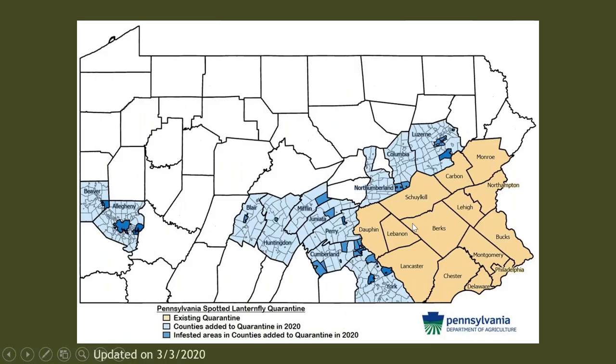Flash forward to early 2020. The orange counties are the places where they originally had the earlier quarantines. You can see Berks County and several surrounding ones were all part of the quarantine. And then the blue counties were added in 2020. So you can see it spreads further out into the state, into some surrounding counties and towns, and then all the way out into the western part of the state near Pittsburgh. This was almost surely through human means, kind of like accidentally transporting the insect further.